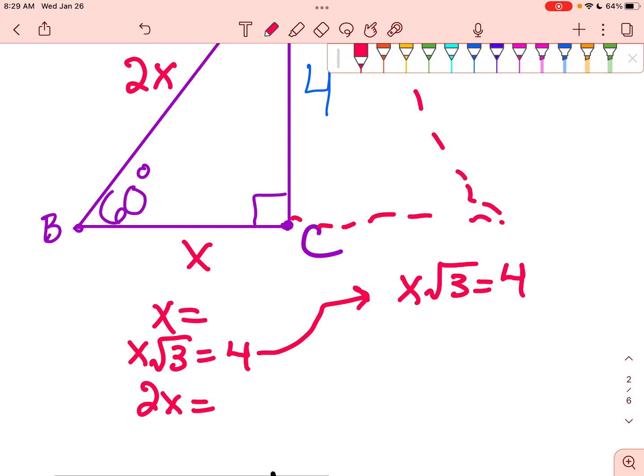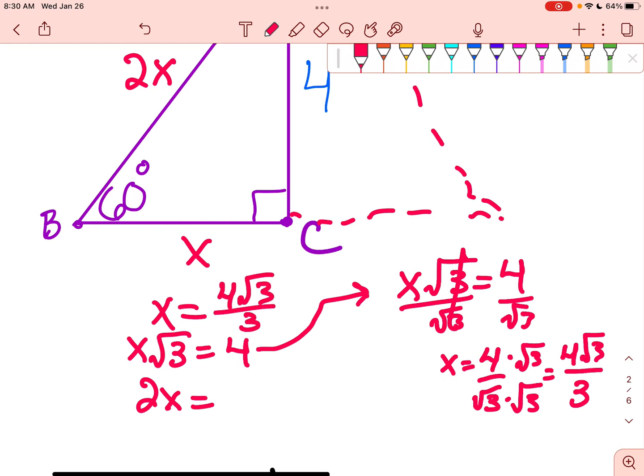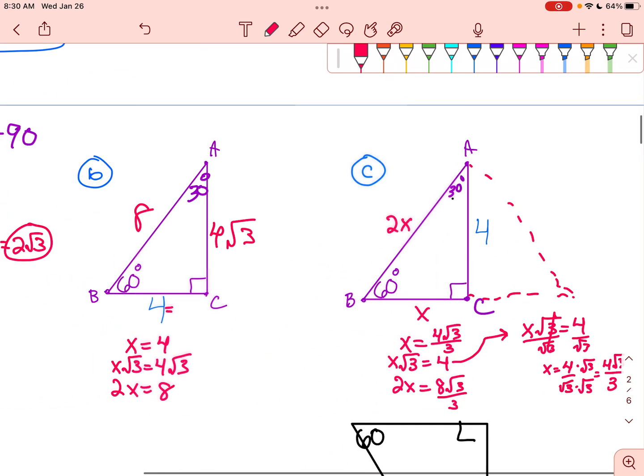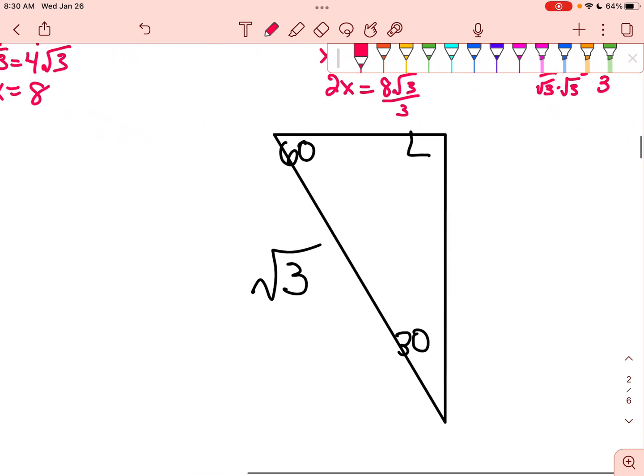So if x root 3 is equal to 4, I have to divide by root 3 on both sides. So x is equal to 4 over root 3. But again, we have to rationalize that denominator. So multiply by root 3, and we have 4 root 3 over root 9, which is just 3. So that's what my x represents, 4 root 3 over 3, which means my 2x has to be 8 root 3 over 3. Again, using what we know to find out, because all 30, 60, 90 triangles are similar.